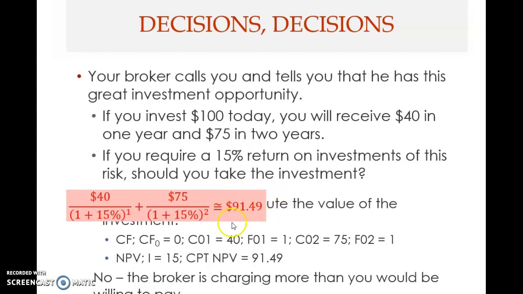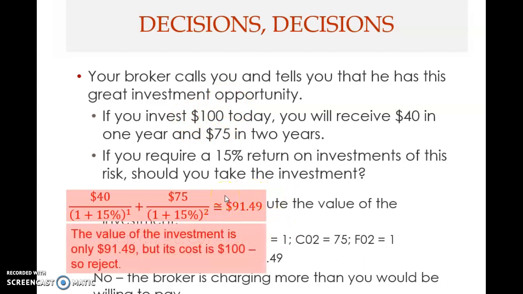$91.49. This is the present value of your benefit, what you derive. So this $40 and $75 that you get from the investment is worth only $91.49 now, but you pay $100 now. Therefore, you pay more than what you receive. Therefore, it is not a worthwhile investment. So you should reject the offer. It's not such a great investment after all. Is that okay? This is one way of solving this.